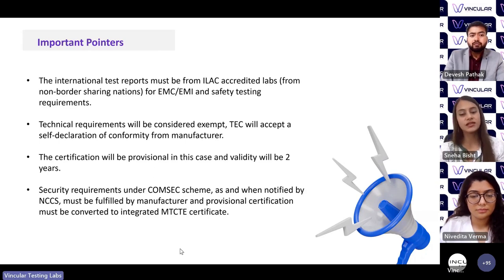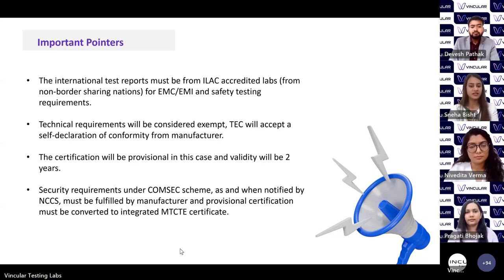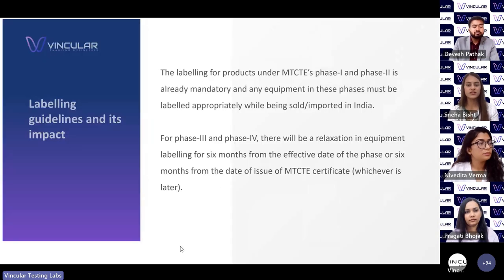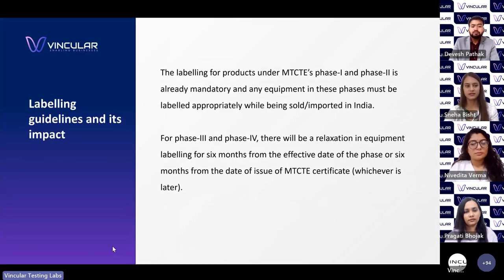Once this application is thoroughly scrutinized and approved by TEC, the certificate validity will be provisional for a period of 2 years. Now here I will also mention that the security requirements that were discussed by Dhruv and Kalyanji under the COMSEC scheme, as and when notified by FCCS, must also be fulfilled by the manufacturer, and this provisional certificate must be converted into an integrated MTCTE certificate. This is all on the special certification criteria, and I will now move on to the next topic, which is a very important one, labeling guidelines.